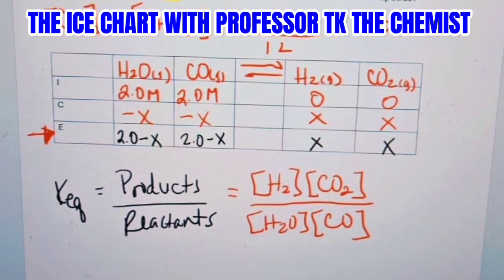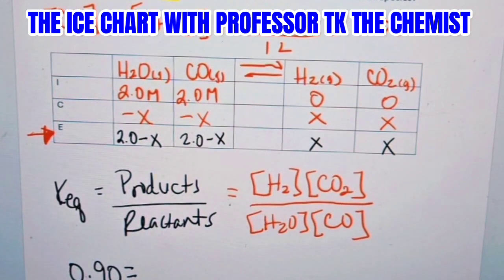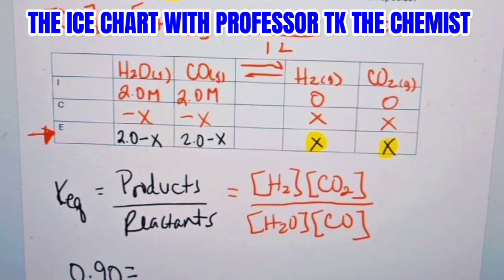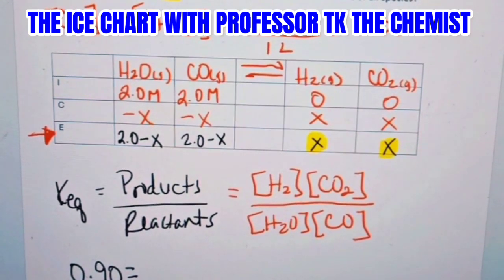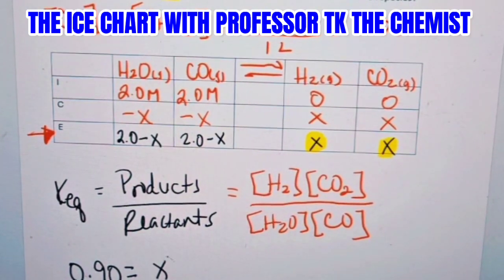So now, because they told me that the equilibrium constant was 0.90, I'm going to put that right there, 0.90. That's going to equal. Now my H2 comes from this column right here. That's my X. And my carbon dioxide is also my X. So I'm going to put that on the top row. So that's X times X.